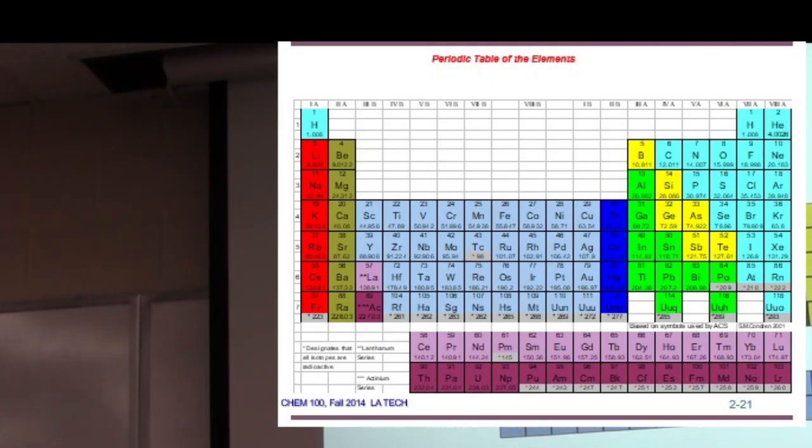Metalloid. And yellow squares are non-metals, and non-metals also have different chemical properties. Metals lose electrons, non-metals gain electrons. So hydrogen here is considered a non-metal.